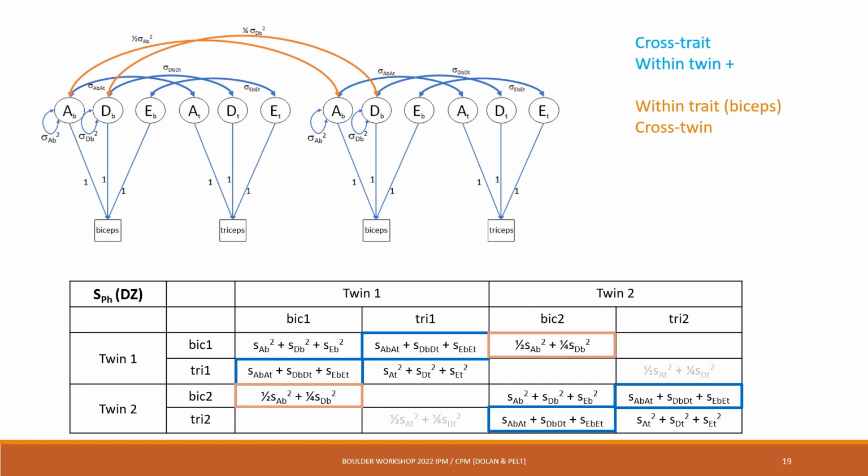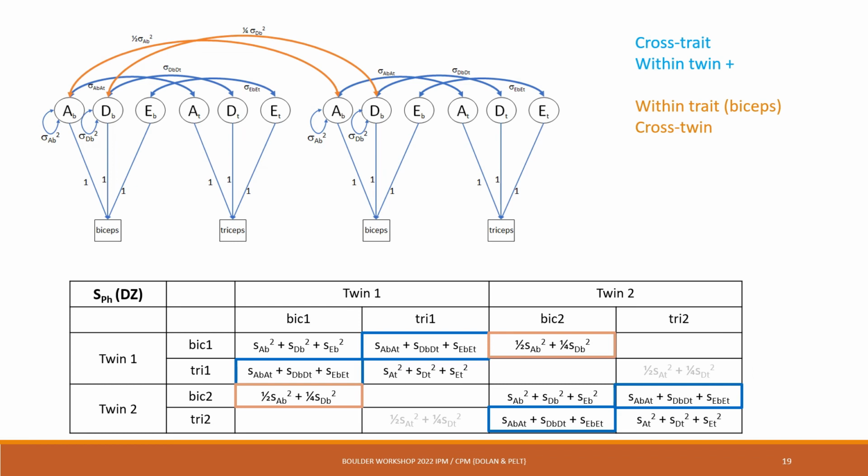Okay, the next step is we take the model in the previous slide, and now we're going to start adding the double-headed arrows. Step number 1 is to connect the AD of biceps in twin 1 to the AD in biceps in twin 2. So by adding these orange double-headed arrows, we're adding off-diagonal elements in the matrix shown at the bottom.